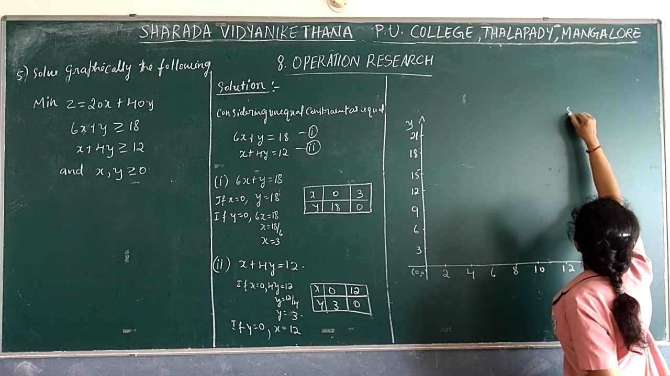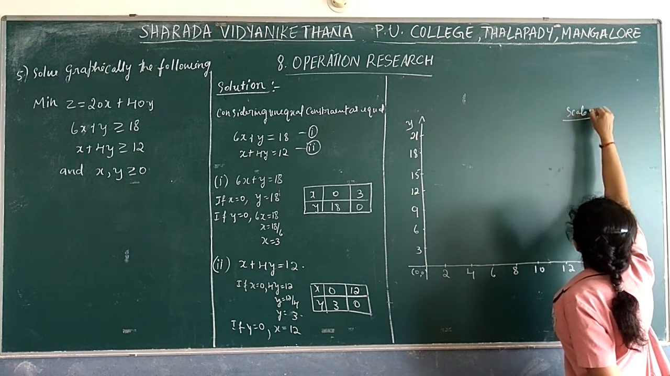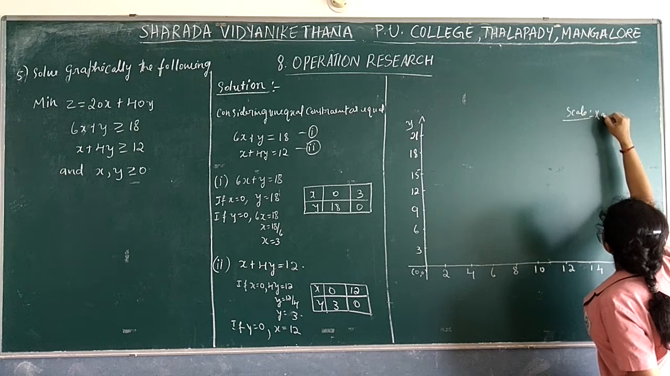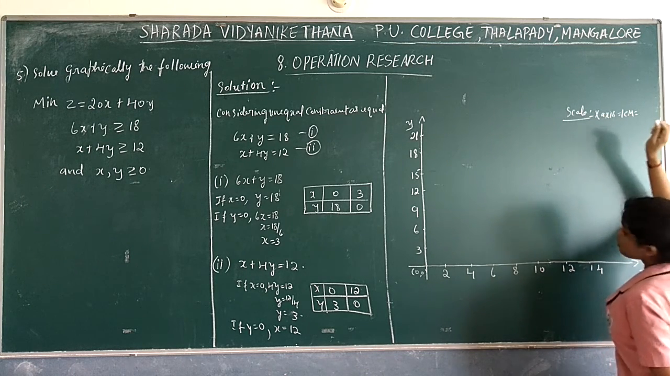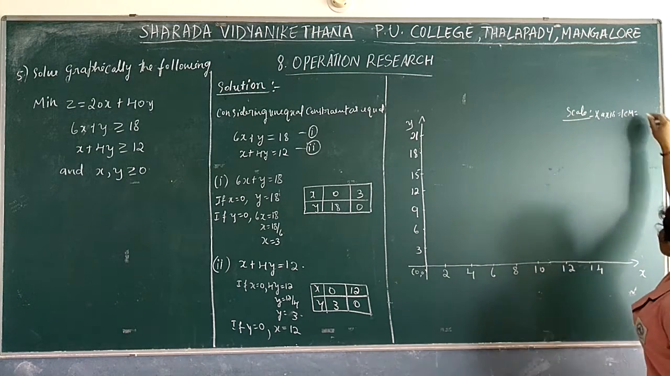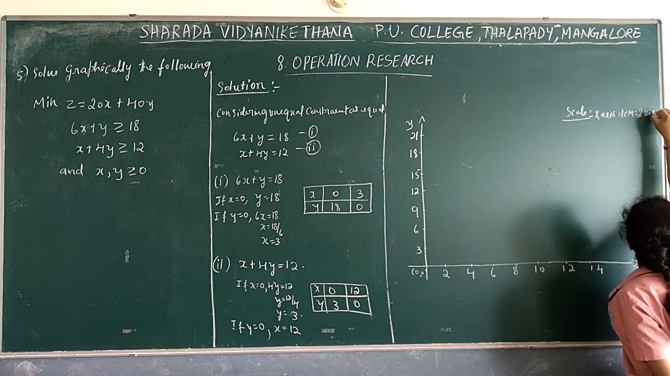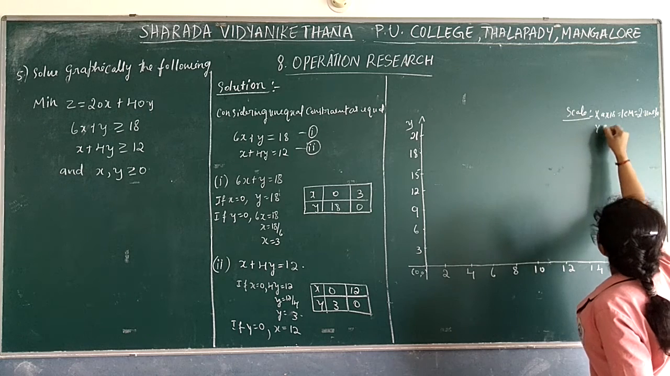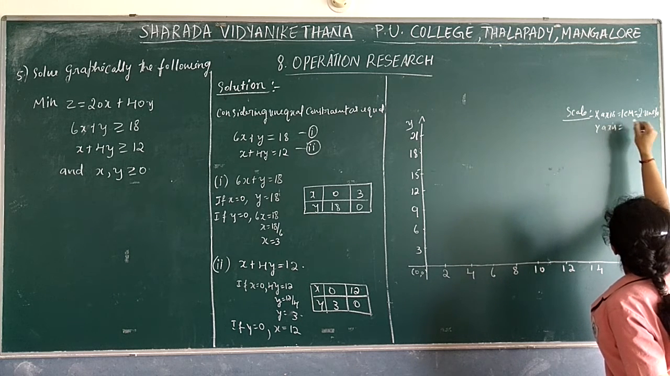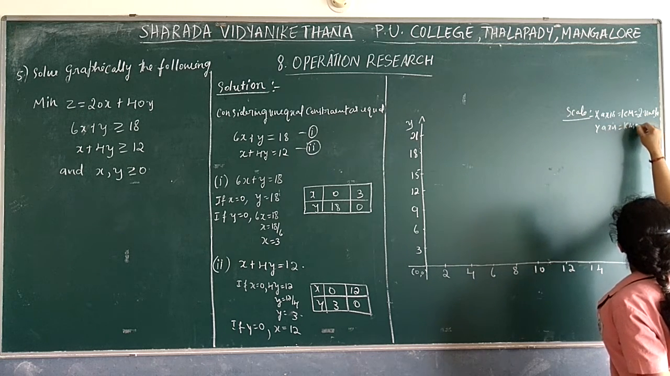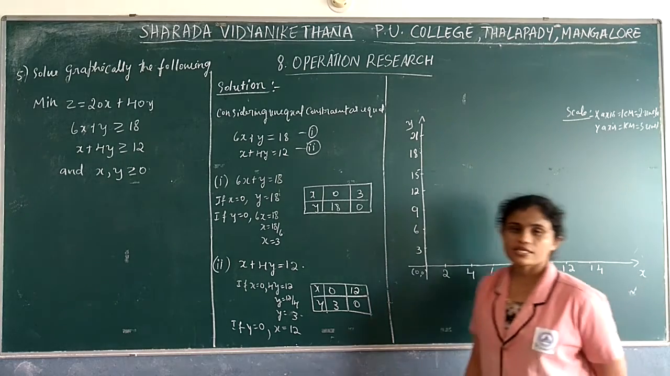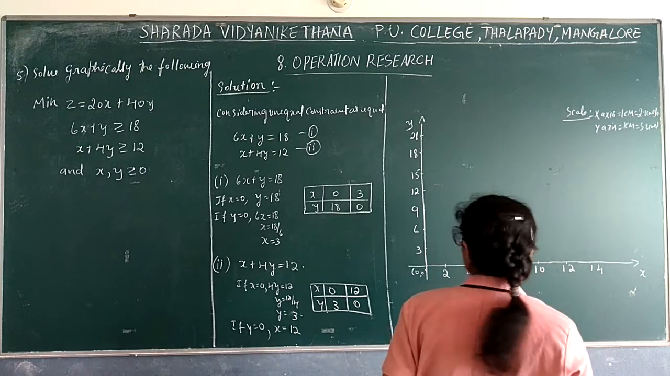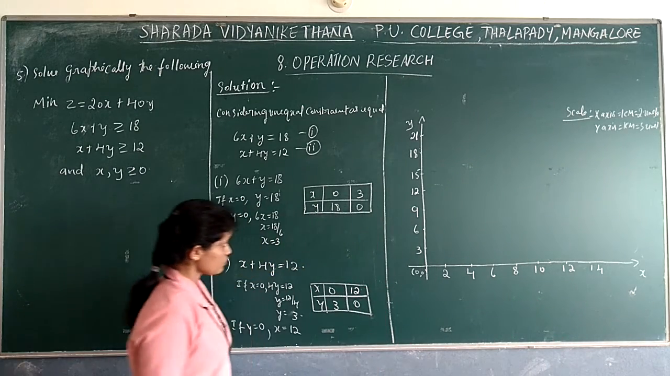Now take the scale. X-axis is equal to 1 centimeter. What units have we taken? 2 units. The gap of 2 there. Y-axis is equal to 1 centimeter. What are the units we have taken? 3 units. 3, 6, 9, 12. Now see the equation there.